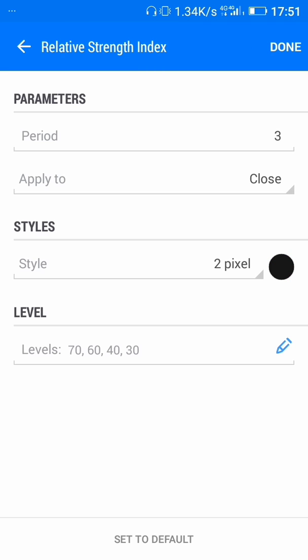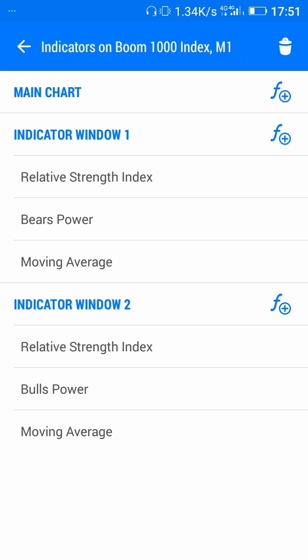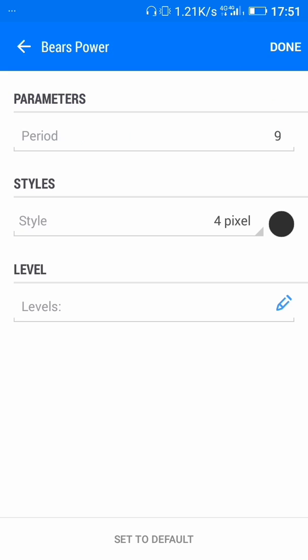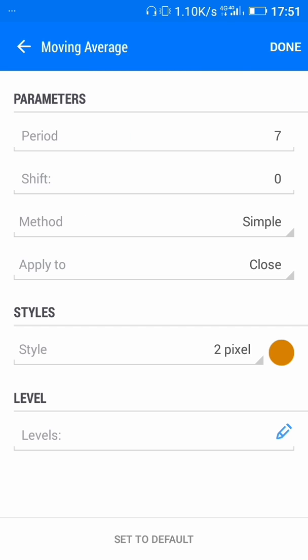Okay, then you go back and click done, and the second indicator we have there is the Bears Power, and the period is 9. Our style is 4 pixels, color is black. Okay, you click done as well. And the third indicator we have on indicator window 1 is the simple moving average. Period is 7, shift is 0, method is simple, you apply to close. Style is 2 pixels, color is gold.